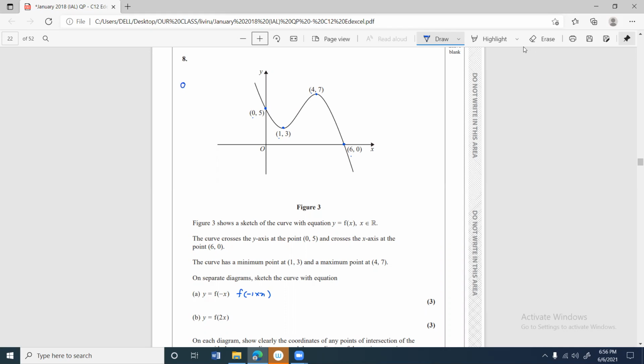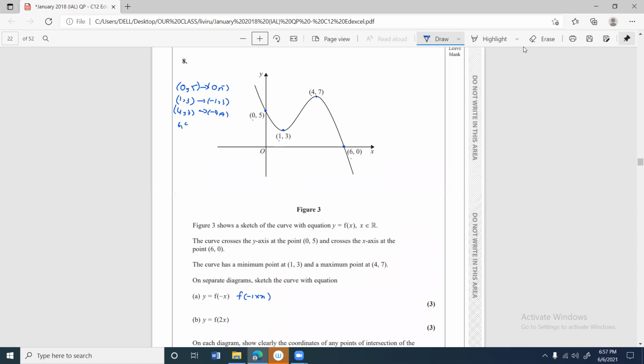So (0, 5). What happened to (0, 5)? 0 divided by minus 1 also turns out to be 0, so it's the same thing. Then (1, 3): 1 divided by minus 1 turns into (-1, 3). Then (4, 7) turns into (-4, 7). Then (6, 0) turns into (-6, 0). That's the answer for the first part of it.